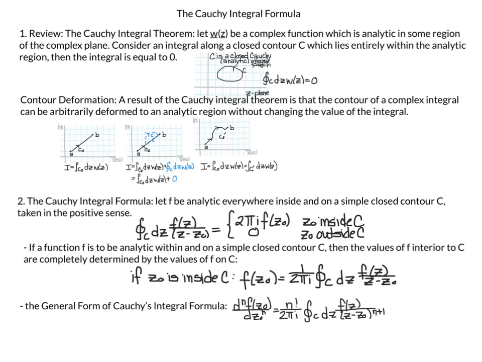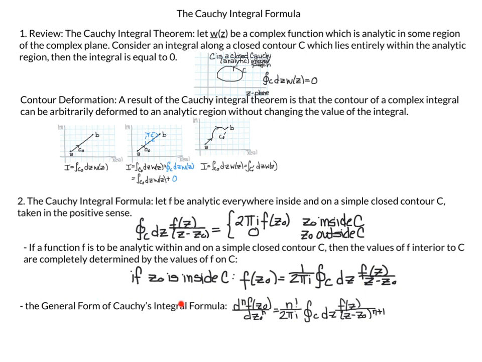A consequence of the Cauchy integral formula is that if a function f is analytic within and on a simple closed contour C, then the values of f interior to C are completely determined by the values of f on C. And that comes directly from this integral equals 2 pi i f of z naught. If we divide both sides by 2 pi i, we get f at z naught is 1 over 2 pi i, the integral over C of f of z over z minus z naught dz.